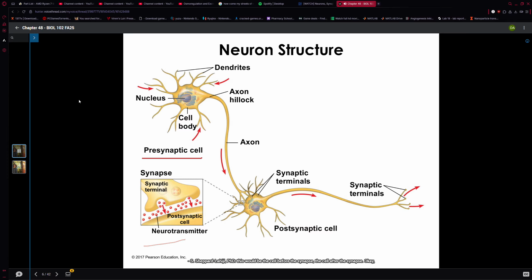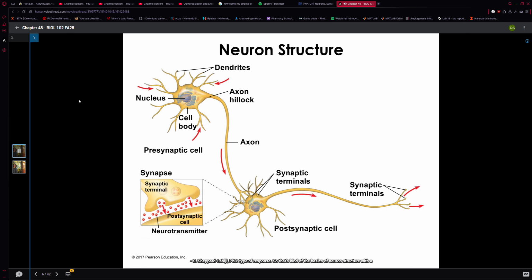So this would be the cell before the synapse, the cell after the synapse. Okay, so presynaptic and postsynaptic. But at the synapse, we can see that there's a small expanse of space in which these molecules that are referred to as neurotransmitters are going to migrate from the presynaptic cell to the postsynaptic cell. And these neurotransmitters can elicit some type of response.